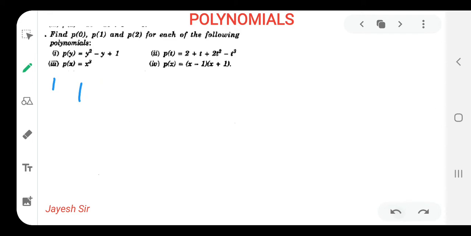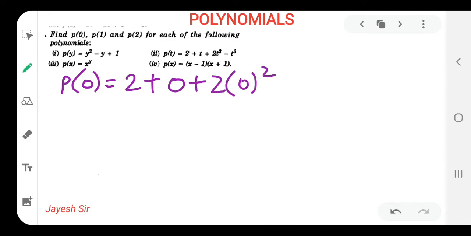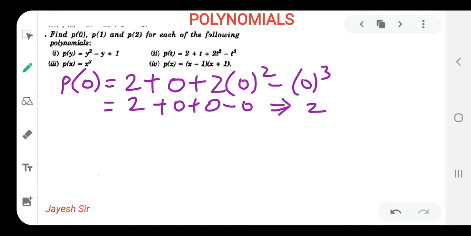In that we have to put the value of variable as 0, 1 and 2. Yes, so let's start with 0, putting the value of p as 0. 2 as it is, value of t should be 0. 2 t square means 0 square, minus t cube, that means 0 cube. 2 plus 0, 2. Now 2 into 0 square, that means 0, plus 0 minus 0. So answer is 0. Sorry, answer is 2. I hope you all might have understood it properly.